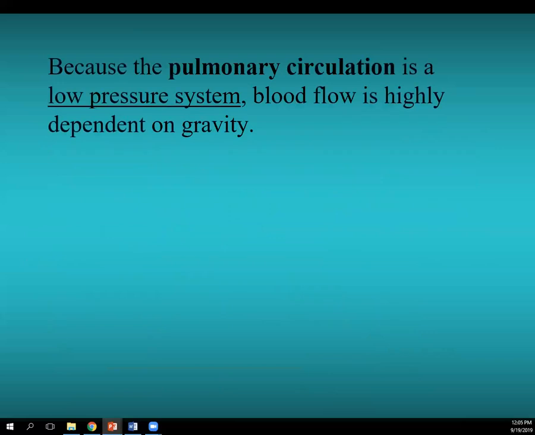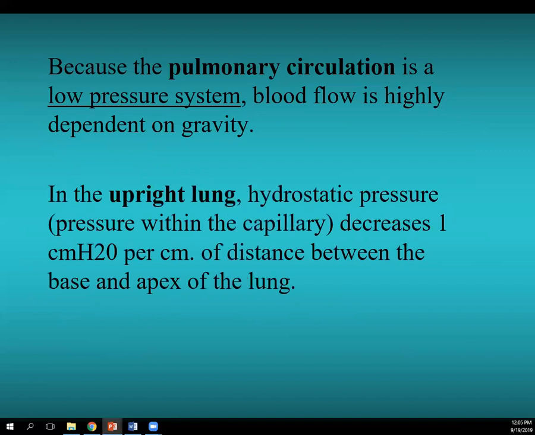As we wrap up our story here about the blood flow through the lungs, the pulmonary circulation is a very low pressure system. And I just emphasize that at the end because sometimes students get that mixed up. The blood flow is highly dependent on gravity because it's such a low flow system. So gravity is kind of the thing that helps make it flow in and out of those areas. So in an upright lung, meaning if your lung was sitting straight up and down, just like we do in a chair, where the apices are at the top and the bases are at the bottom, the hydrostatic pressure, the pressure within the capillary, decreases 1 centimeter water pressure per centimeter of distance between the base, which is the bottom, and the apex of the lung, which is the top.